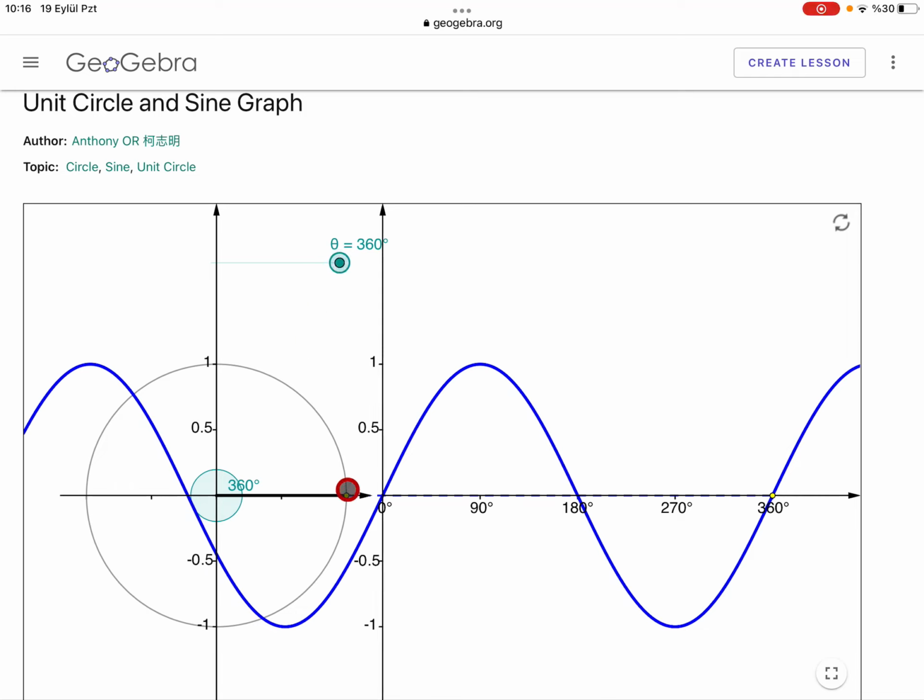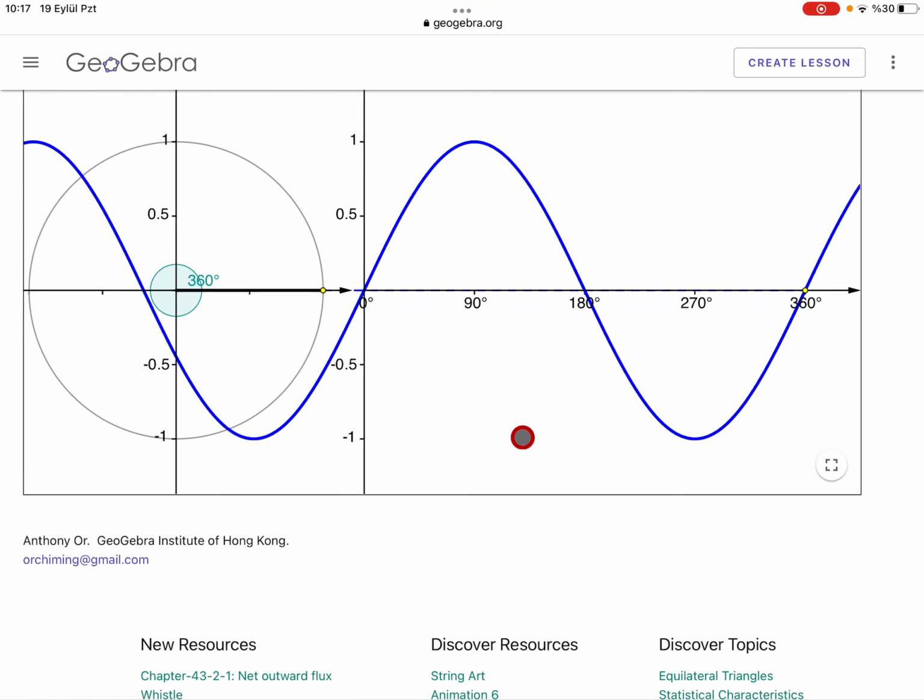So on this interval 0 to pi over 2, it increases. From pi over 2 to pi, it decreases from 1 to 0. When x is between pi and 3 pi over 2, sine x decreases from 0 to -1. When x changes from 3 pi over 2 to 2 pi, sine x increases from -1 to 0. And since this is periodic, the function continues that way.